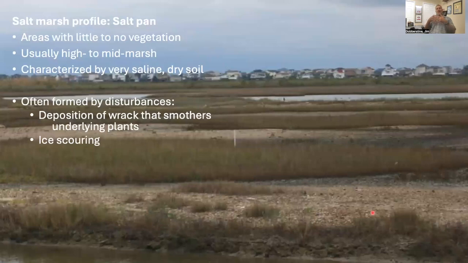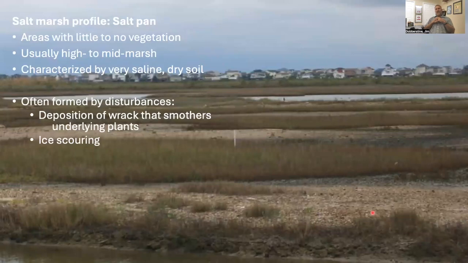When water does get up to that part of the marsh, it is evaporating. All of the water is evaporating to the atmosphere and it's leaving behind all of the other things that were in that water, mostly salts. It can be sodium salts, calcium salts, magnesium salts, phosphorus salts, any number of different salts, all in that salt pan, making it a very saline environment.